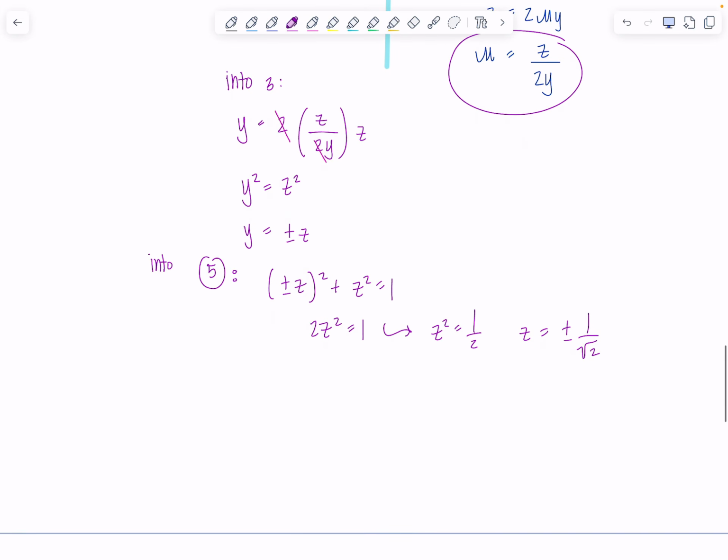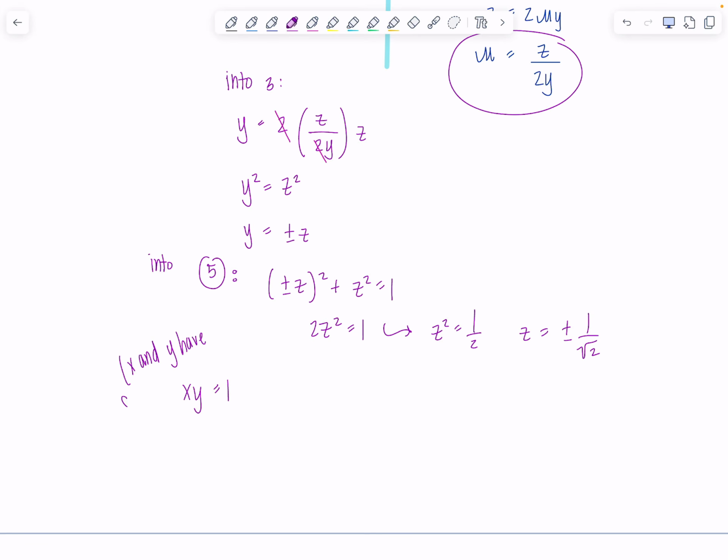Okay, who's missing? x. Where should we go get x from? Equation 4. x times y equals 1. Perfect. Y is plus or minus z. So if z is 1 over root 2, y could be positive or negative. But x and y have to have the same sign because they have to multiply to a positive 1.